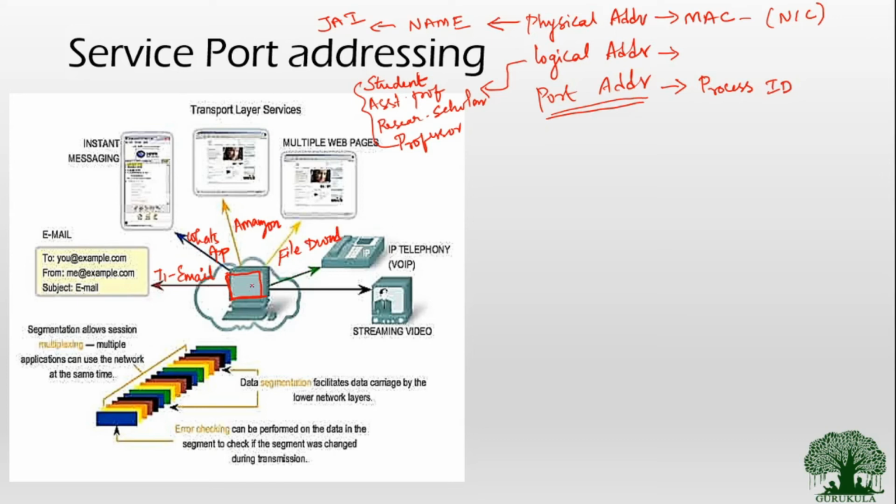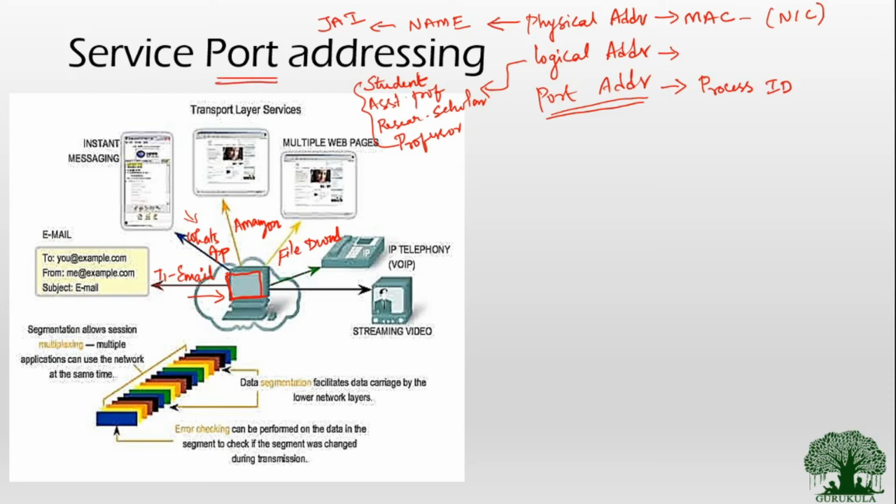If I receive any particular email, that has to be delivered to this particular tab, and if I receive any messages through WhatsApp, then that should be delivered to this particular tab. So how do I differentiate all these tabs? By using port addressing.